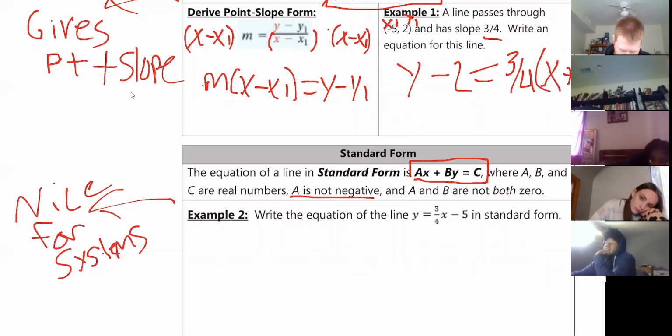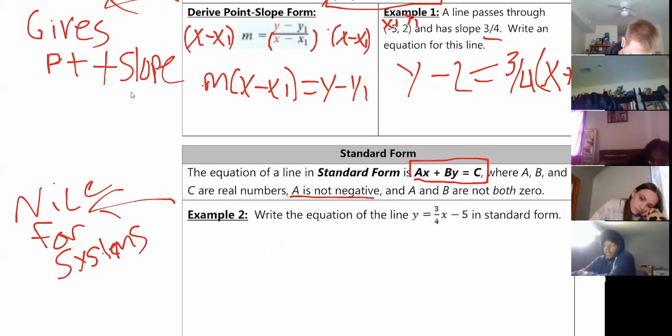So we want to write the equation of this line in standard form. So basically, if you look, we have to get our x's and y's to the left side of our equation and the constants by themselves. So I guess I'll erase that.